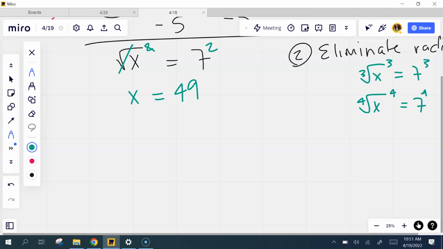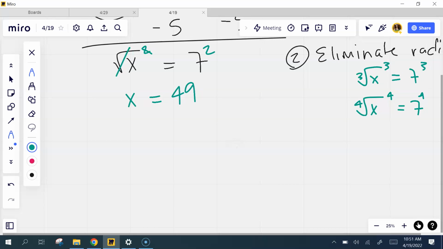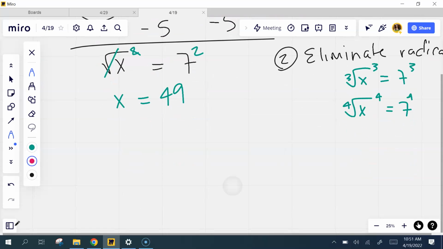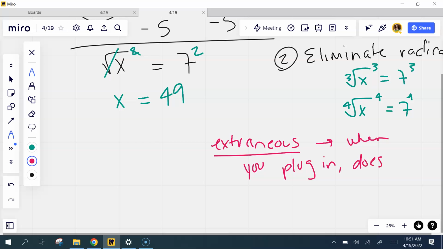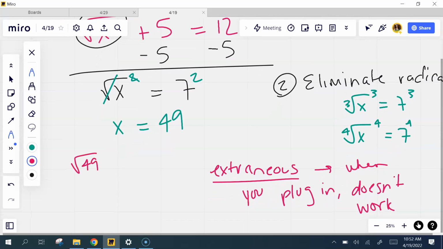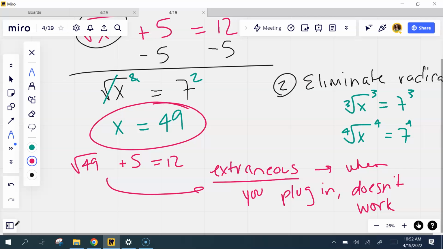What is an extraneous solution? Nobody? Do you know? So an extraneous solution means when you plug it back in, it doesn't work. And you need to be really familiar with these. So if I plug 49 in for x in this equation, does it work? So is the square root of 49 plus 5 equal to 12? Yes. So 49 is not extraneous. 49 is the actual solution. But this is how I check to see if it's extraneous. You all with me? Pretty easy?